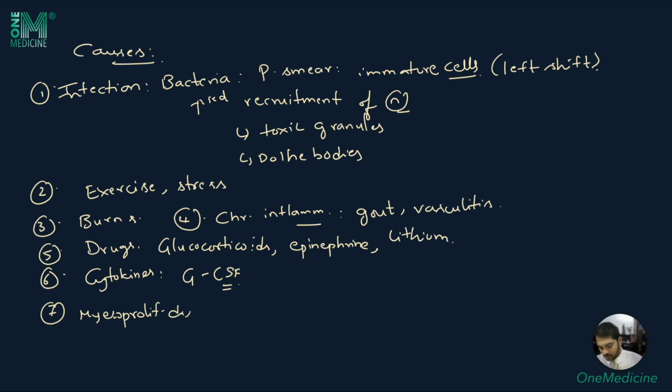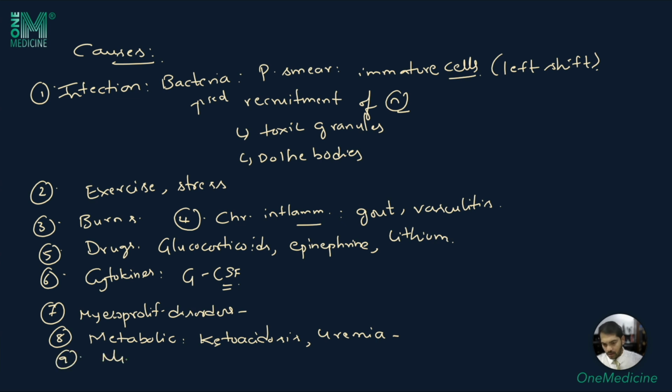Myeloproliferative disorders, metabolic causes such as ketoacidosis, uremia, and other causes include malignancy, neoplasms, acute hemorrhage, or any other active inflammatory condition.